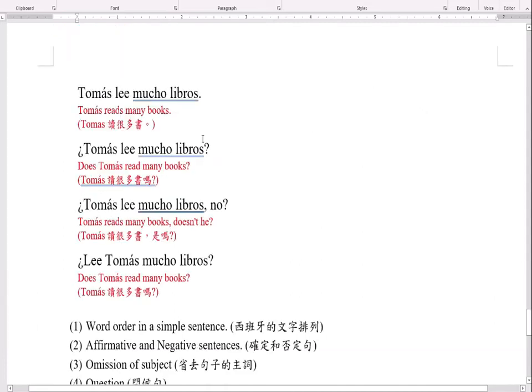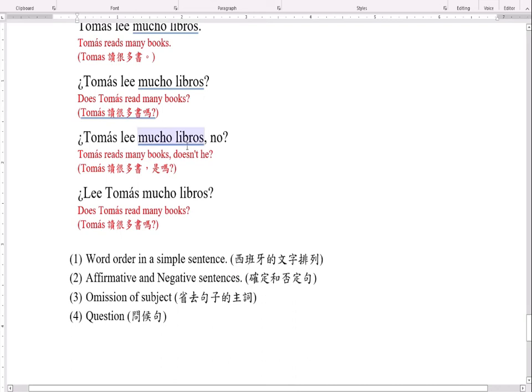The other forms of question is that Tomás lee muchos libros. Thomas reads many books. To form the question, add the reverse question mark before it and the question mark after it, ¿Tomás lee muchos libros? Does Tomás read many books? Or you can form it in this way. For example, Tomás lee muchos libros, ¿no? Thomas reads many books, doesn't he? Or ¿lee Tomás muchos libros? Does Thomas read many books?